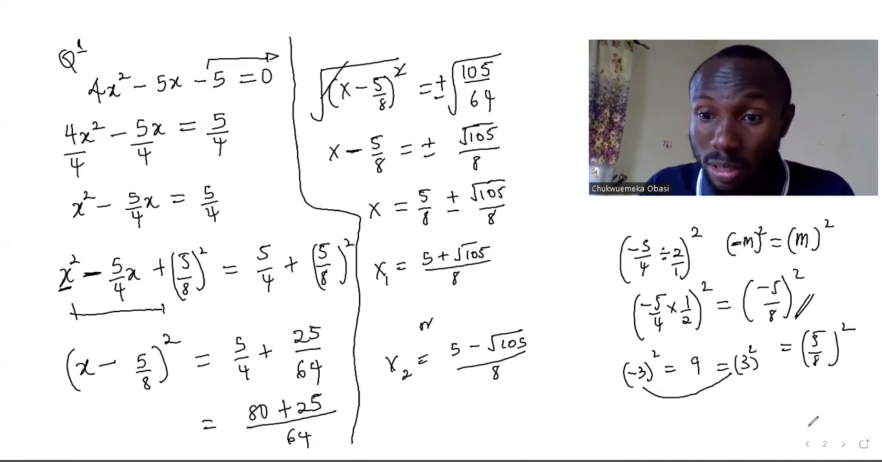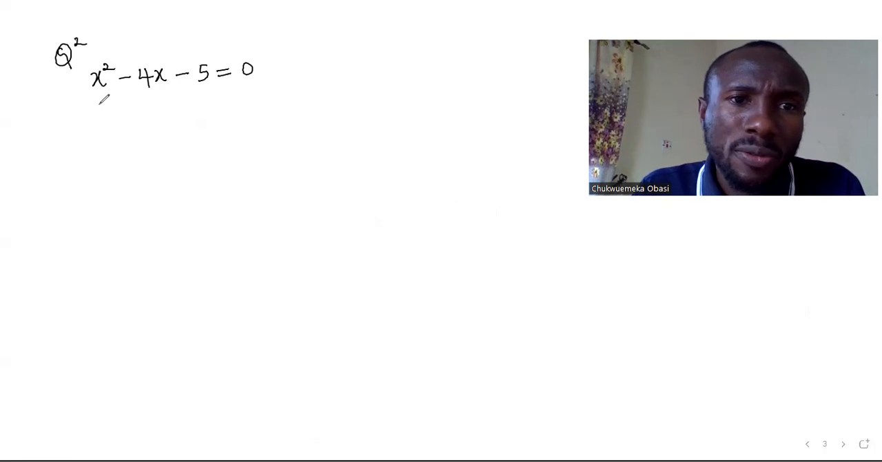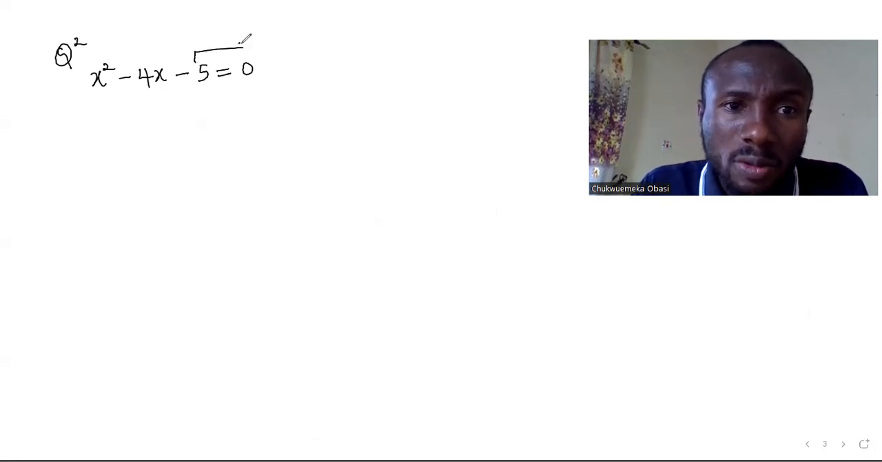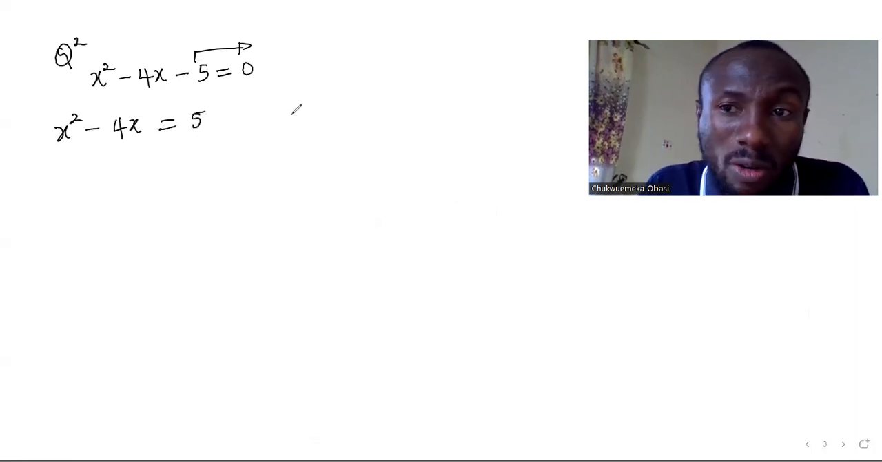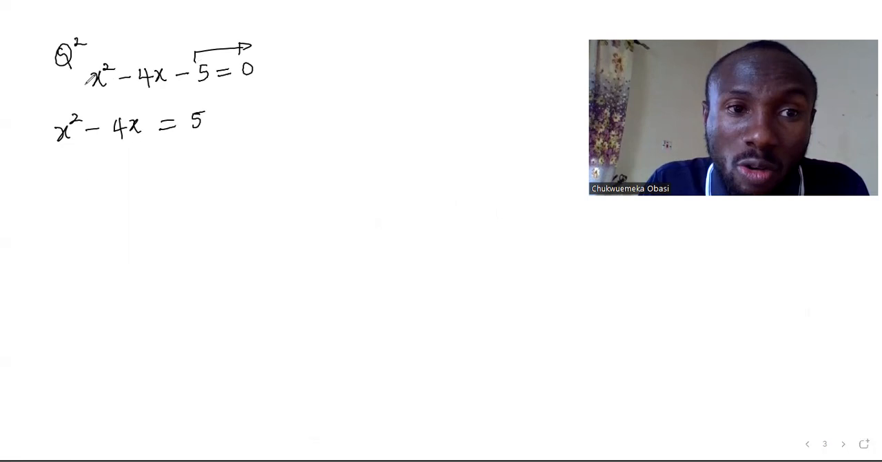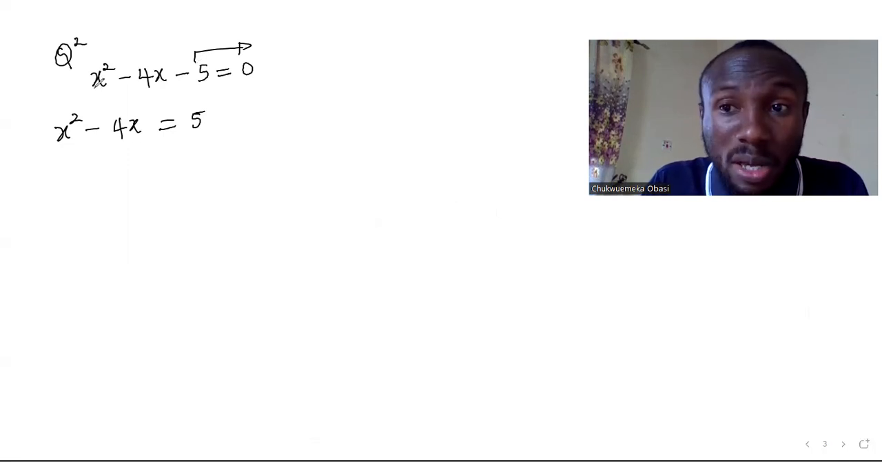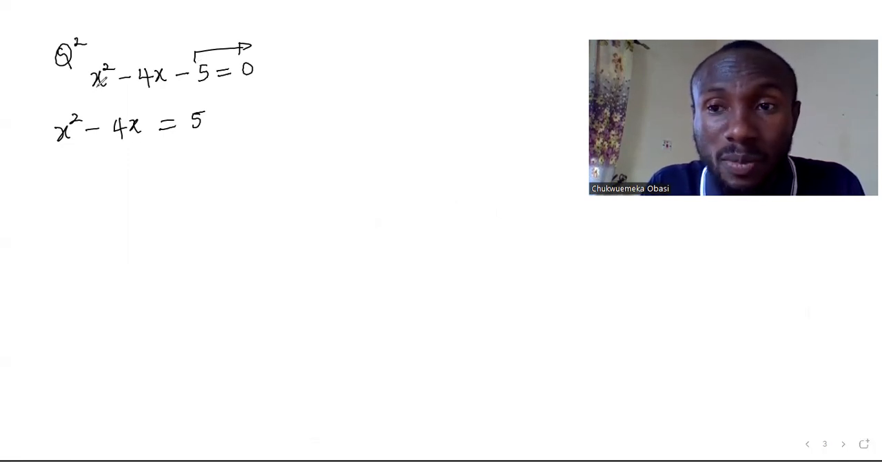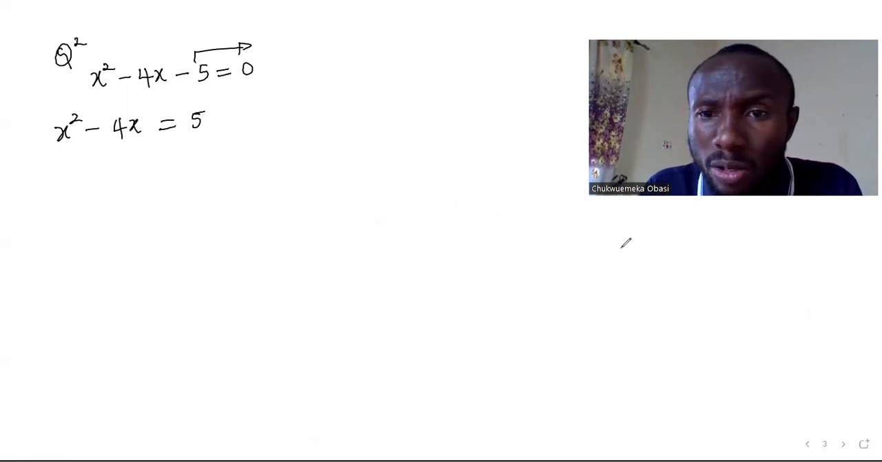So let's go to the next one, question 2. Question 2, the first thing you want to do, take these guys to this side. So you have x squared minus 4x is equal to 5. The second step is to divide both sides by the coefficient of x squared. But here, the coefficient of x squared is already 1, so we don't need to divide again. So we skip step 2 and go to step 3. What is step 3? Pick the coefficient of x. What's the coefficient of x here? Minus 4. Divide it by 2 and square it.